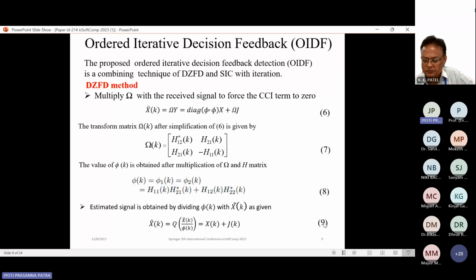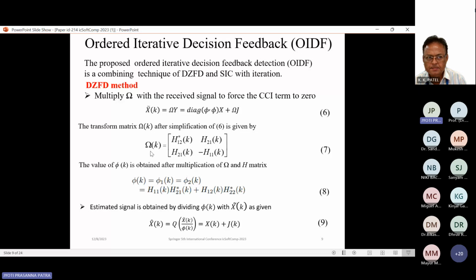So actually, the proposed method consists of 3 stages. The first one is the CCI signal detection method, where we obtain a rough estimate of the signals. So here we are applying order iterative decision feedback, which is a hybrid technique of the diagonalized zero forcing detection method and SIC with iterations. So as we know that H Hermitian H is not a diagonal matrix, we are multiplying by an omega matrix, and it will give me a diagonal matrix which is the diversity.